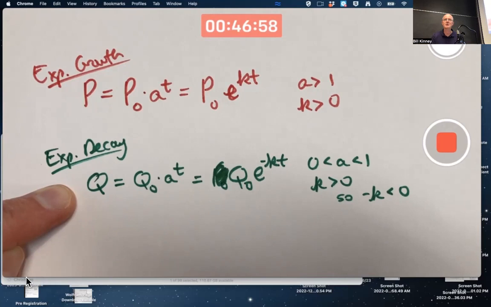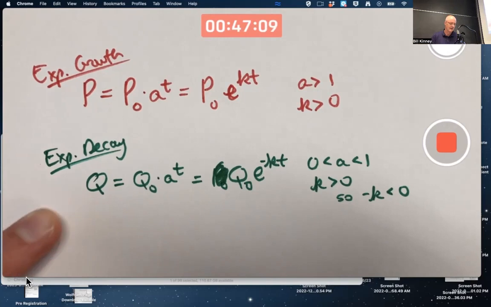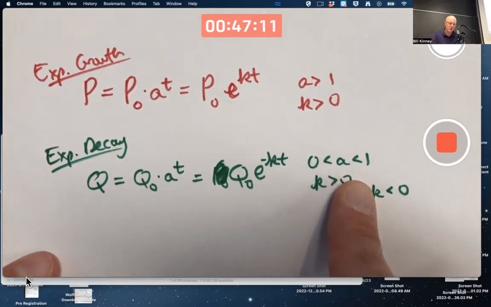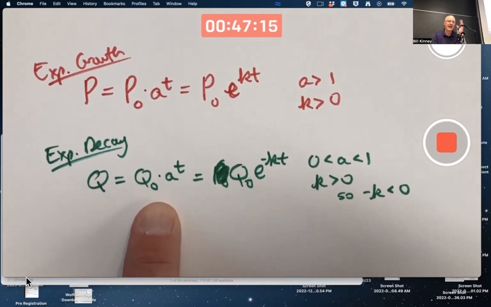And yes, again, you could use function notation, f of t or g of t or whatever you want here. It doesn't matter. It's still the same idea. And yes, A is between 0 and 1 here. If you write it in that form, you might use A equals 1/2 or 1/3 or 4/5 or 0.97, for example.